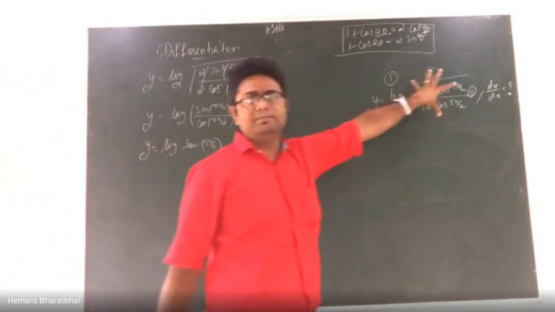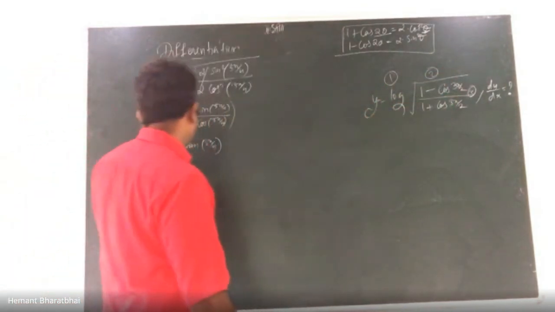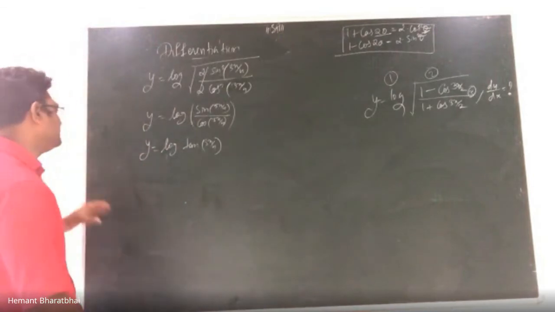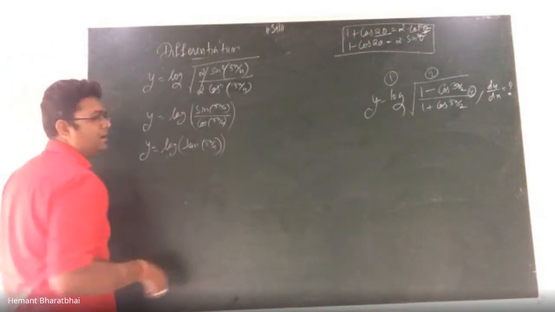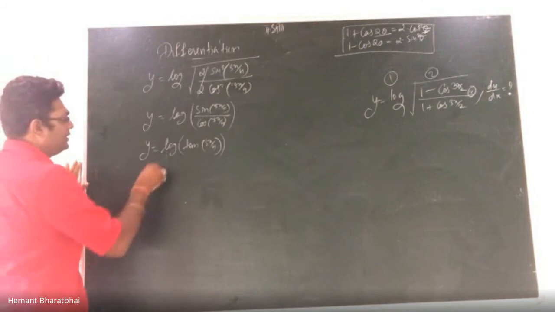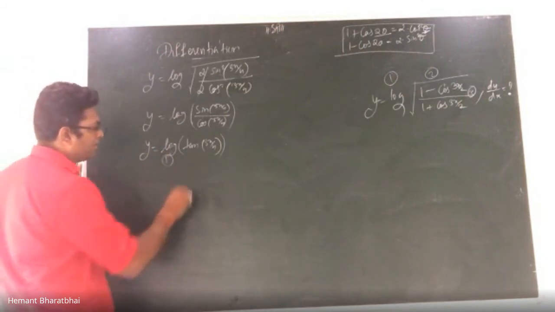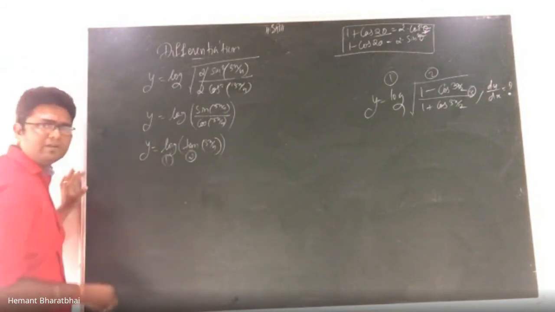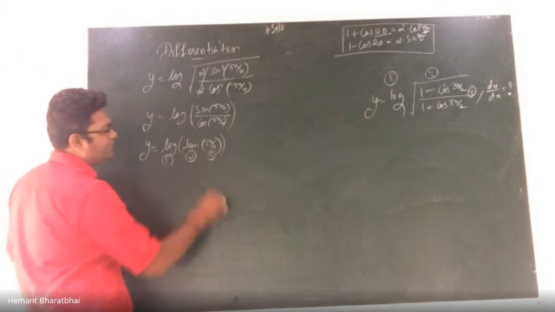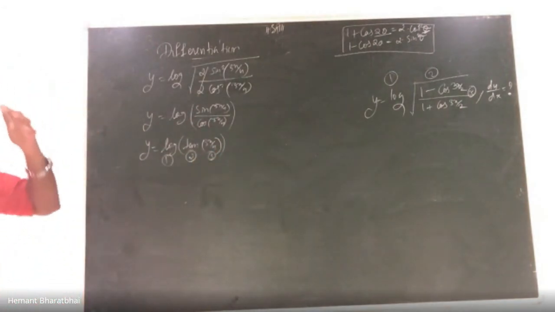So now this problem has got converted into a much smaller and easier problem. Now I can apply chain rule. So first I'll take derivative of log, then I will have to take derivative of tan, and then I will have to take derivative of 3x by 2.